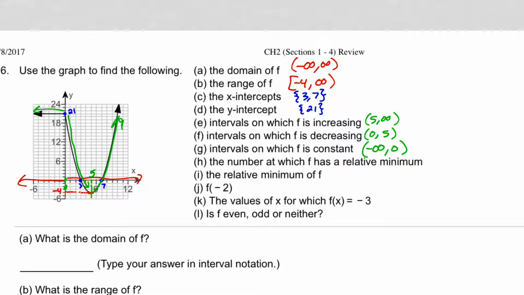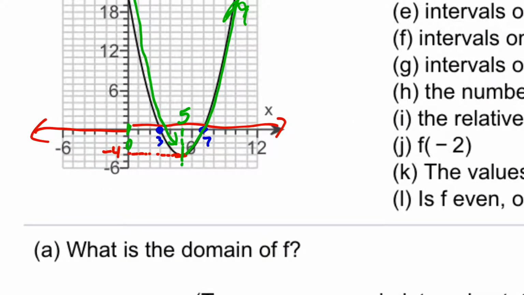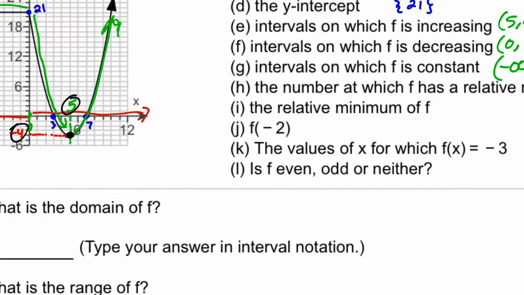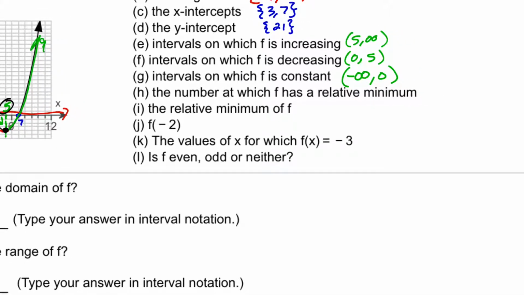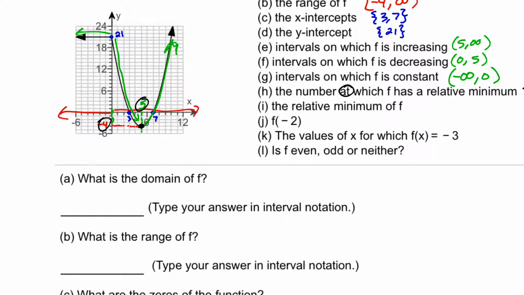Okay. All right, now let's take a look at all the discussion about minimums. So there is a relative minimum right there, and that is, as you can see, the location of 5 with the value of 4. So it says the number at, that's the location, so that's going to be x equals 5. And the actual minimum value is y equals -4.